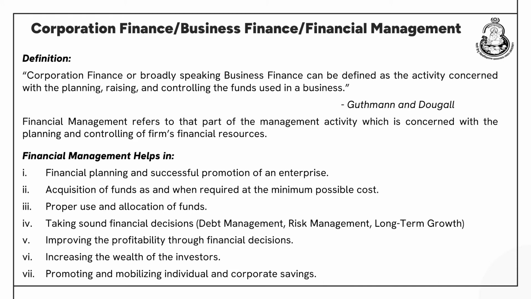Improving the profitability through financial decisions. So we should take financial decisions in such a way. When we talk about financial decisions, we are basically talking about three types of decisions, that is financing decisions, investment decisions and dividend decisions. So these decisions should aim at increasing the profitability of a concern, increasing the wealth of investors. Companies should take those decisions which will help in increasing the market value of shares, which will increase the dividend payout to the investors. So financial management will help in these aspects.